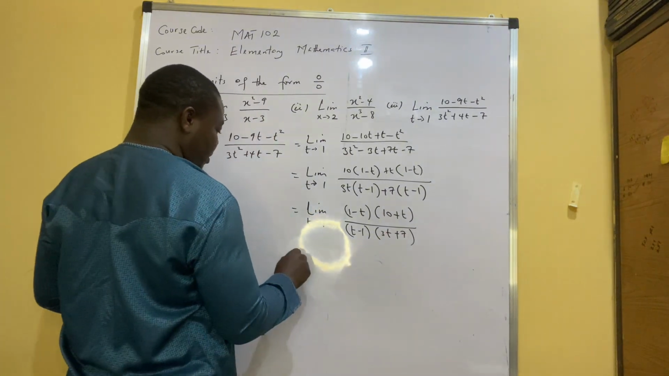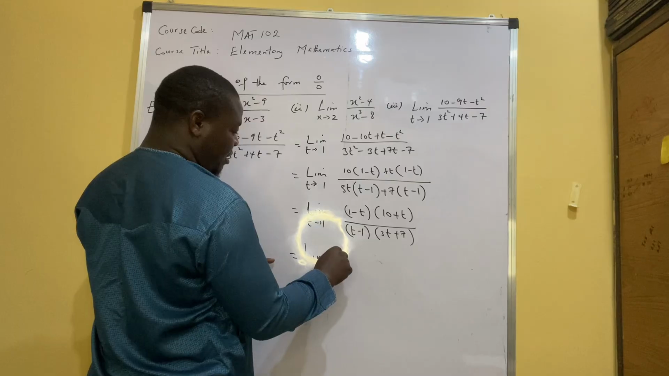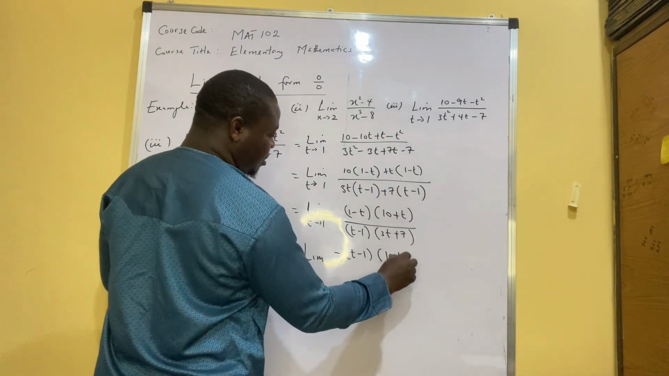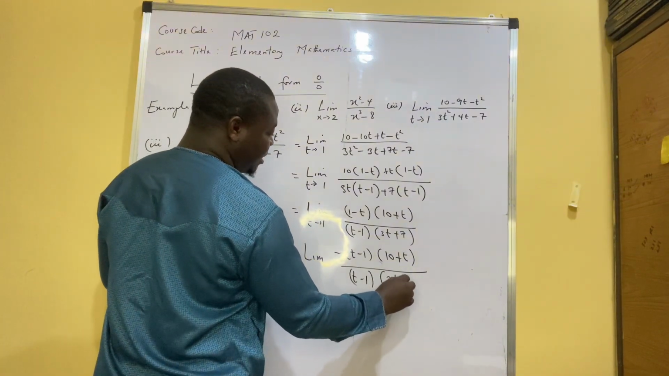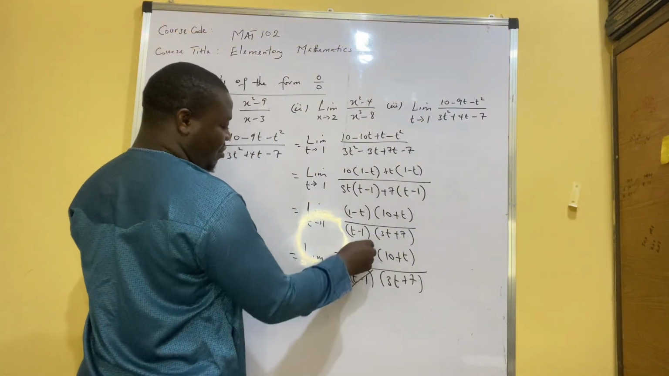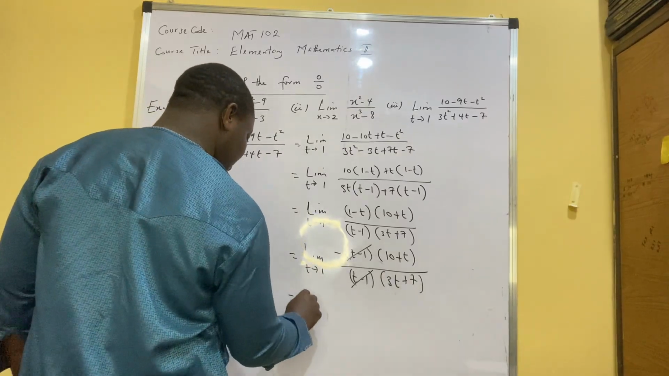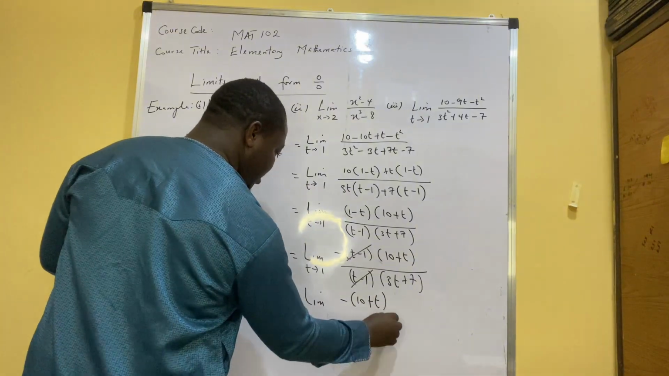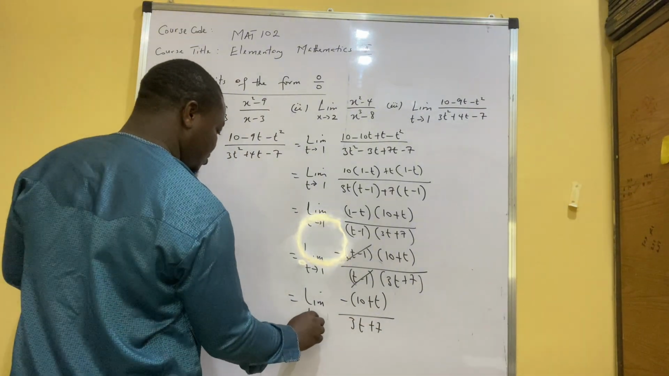Okay, but recall that 1 minus t can be written as minus t minus 1. Okay, so that we have 10 plus t divided by t minus 1 multiplied by 3t plus 7. Okay, t minus 1, we take care of t minus 1. So what we have left? We have the limit of minus 10 plus t over 3t plus 7, okay, as t tends to 1.